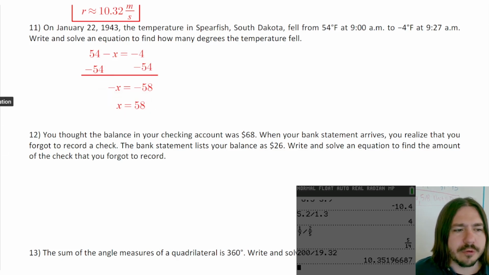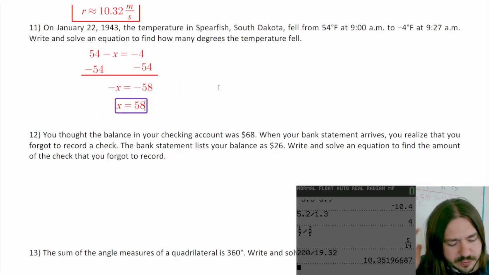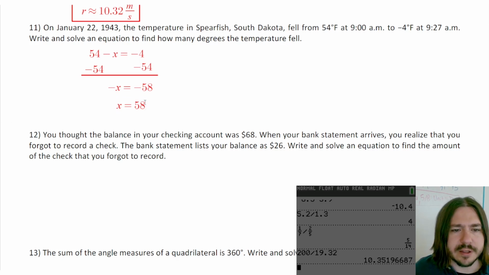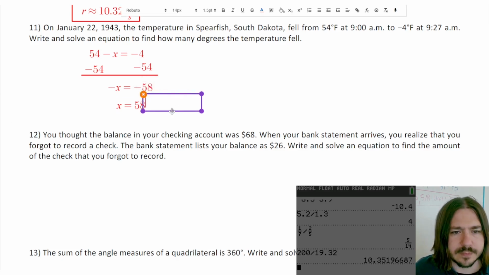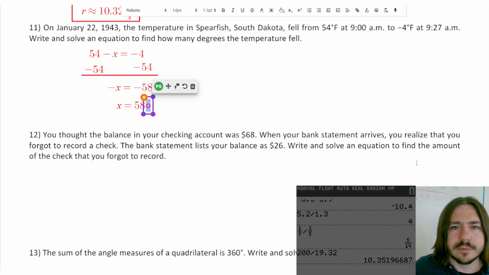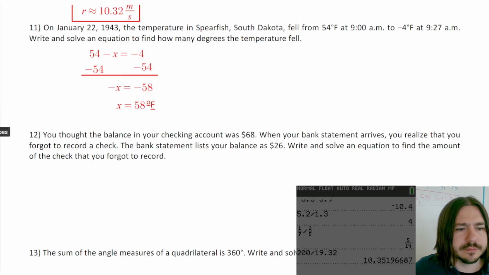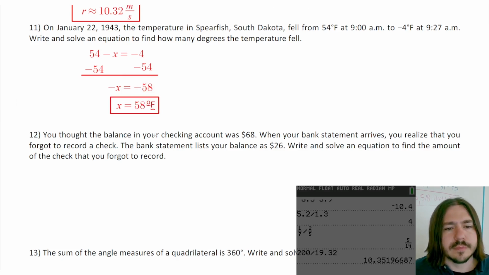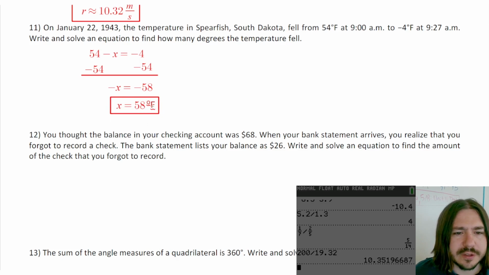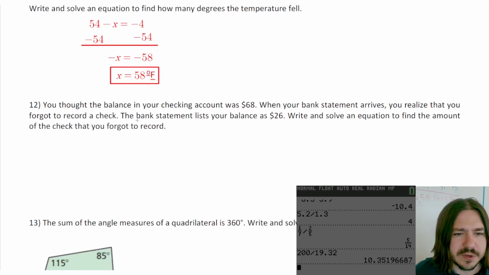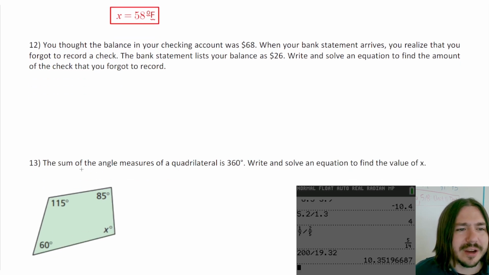All right, I do want to go ahead and throw on some units here. So 58 degrees Fahrenheit. And this describes how many degrees the temperature fell. Okay, you don't really need these little squigglies under there. Not sure why it doesn't like those. I guess because those aren't real words. I don't know. All right, number 12.